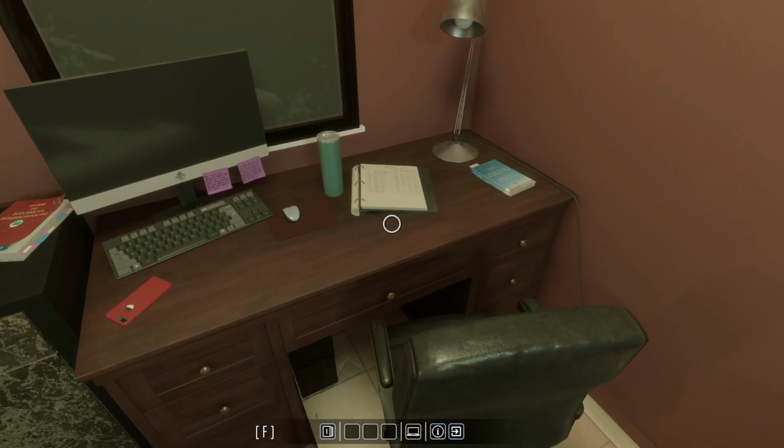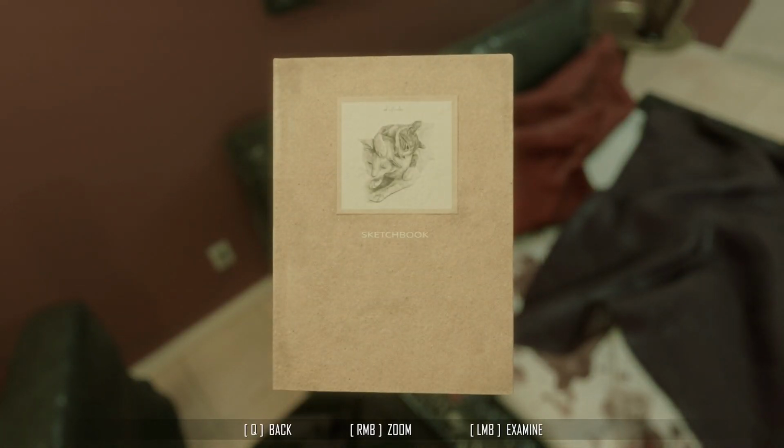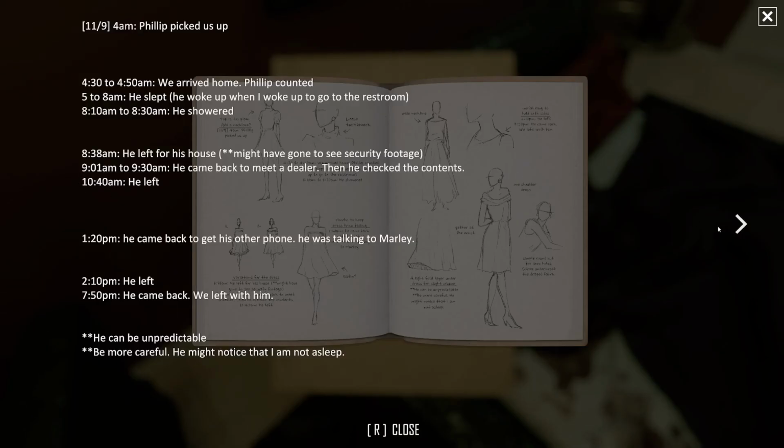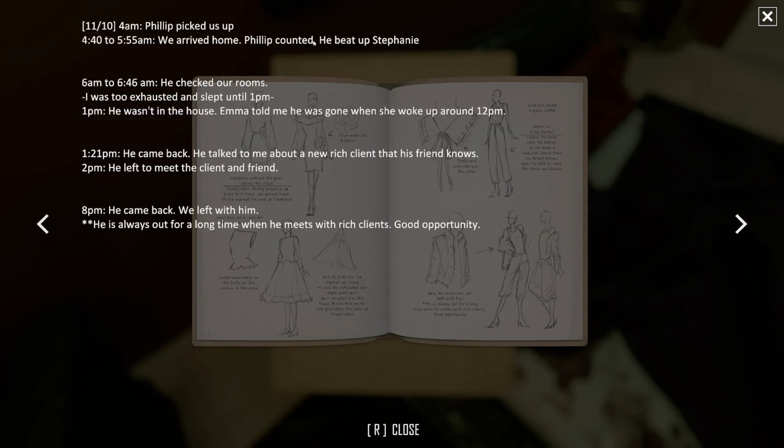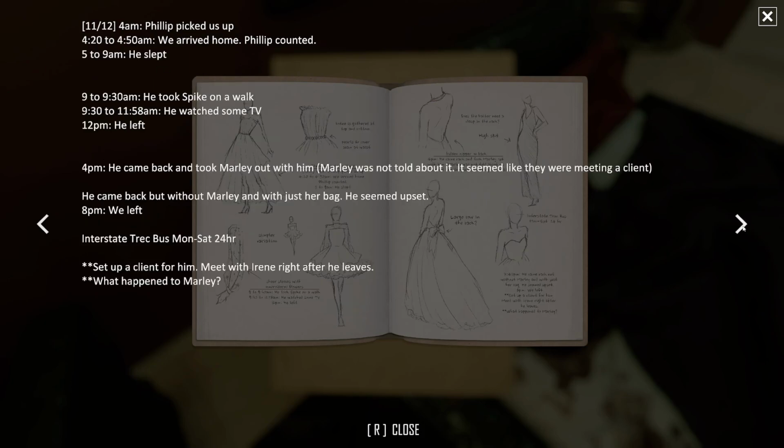Let's check the 10th. 9th. Then we arrived home. Philip counted. He beat up Stephanie. He checked our rooms. I was too exhausted, slept until 1 p.m. He wasn't in the house. Emma told me he was gone and she woke up around 12. He came back. He talked to me about a new rich client that his friends know. He left to meet. He came back. We left with him. He's always out for a long time when he meets rich clients. That's the 10th of November.